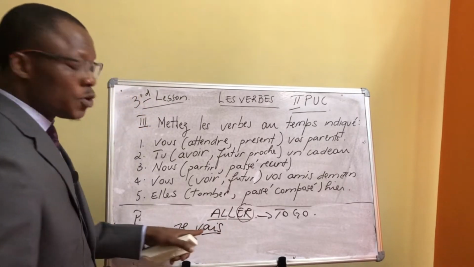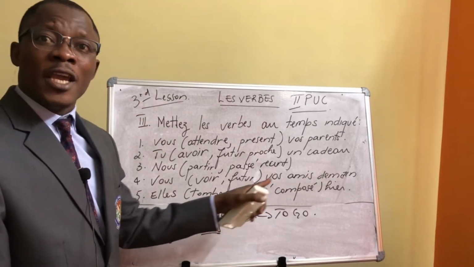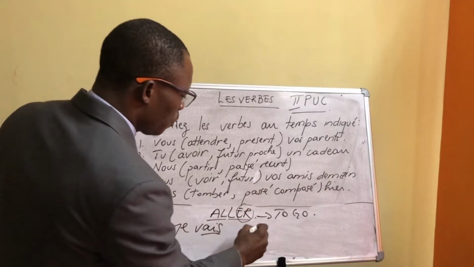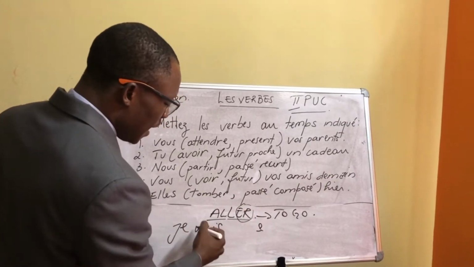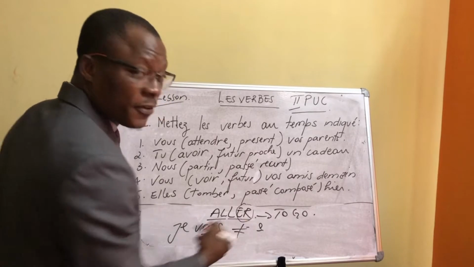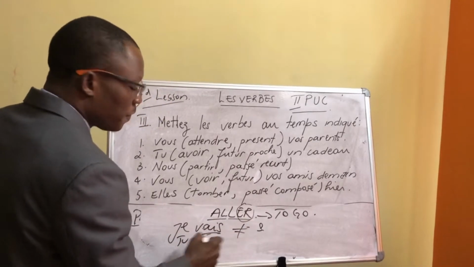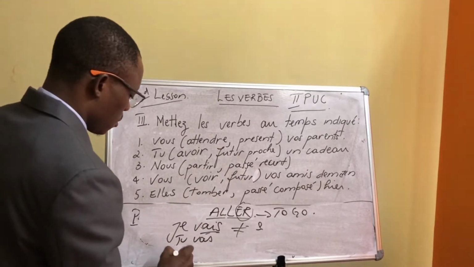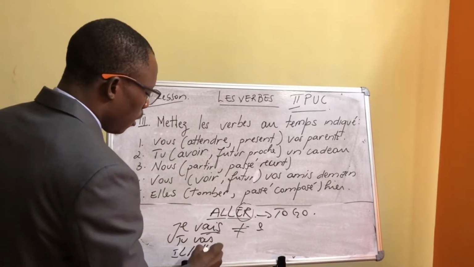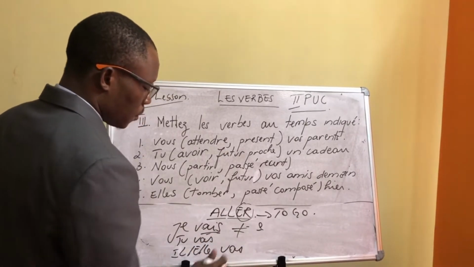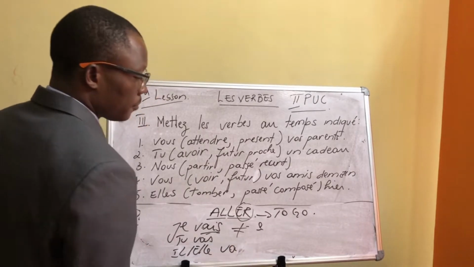Je vais. As you can see, for all ER verbs, for je, we need to add what? E. But this aller is different. Je vais, tu vas, il or elle va.